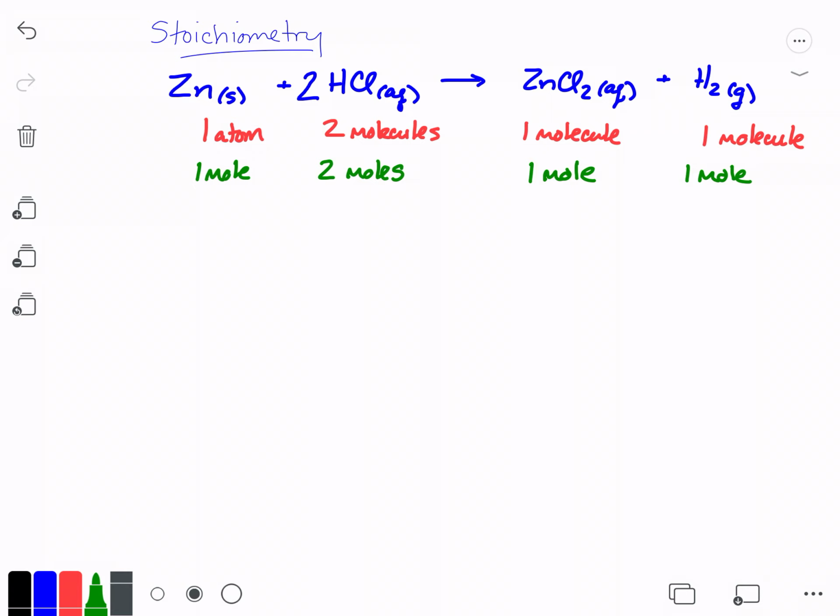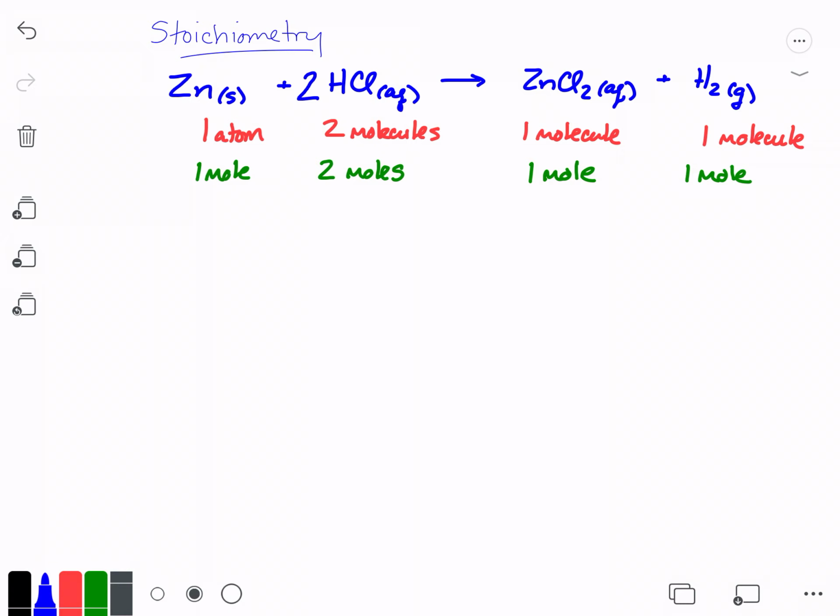Stoichiometry is expressing this concept that for a given chemical reaction, the pieces always react together in the same fixed ratio. We have 1 part zinc reacting with 2 parts HCl to produce 1 part zinc chloride and 1 part hydrogen gas. And so stoichiometry problems are any problem where we're given some amount of a starting material or of a product, some amount of one term in a reaction, and we're asked to calculate how much that represents in another term of the reaction.